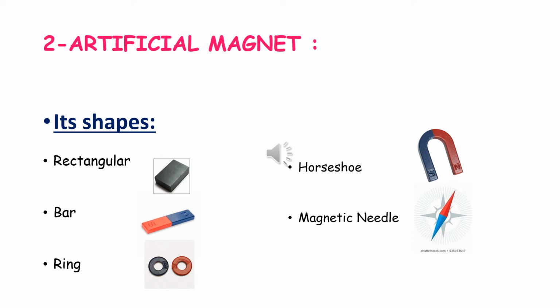Now let's talk about the artificial magnet. The artificial magnet has different shapes as rectangular, bar, ring, horseshoe, and magnetic needle.